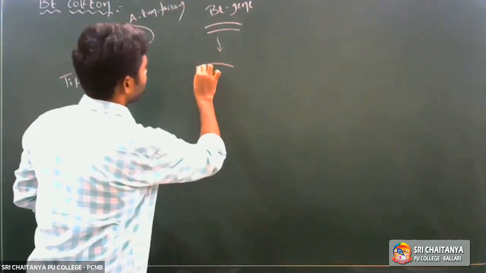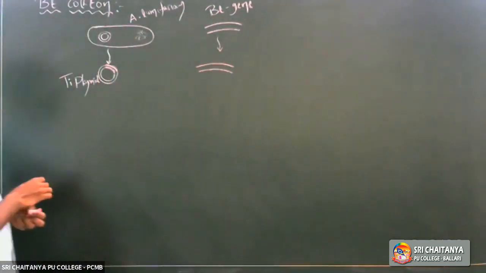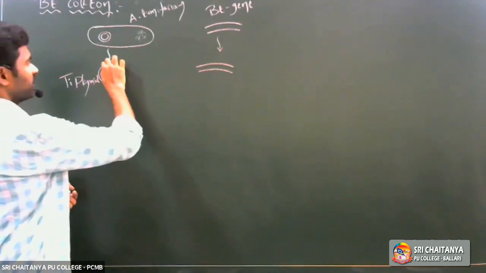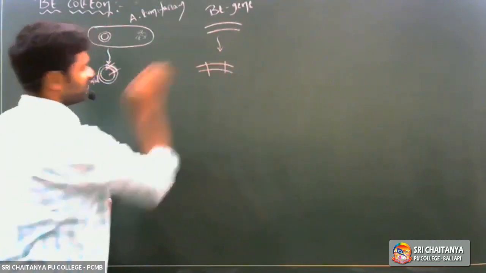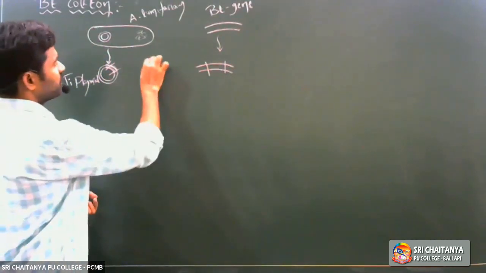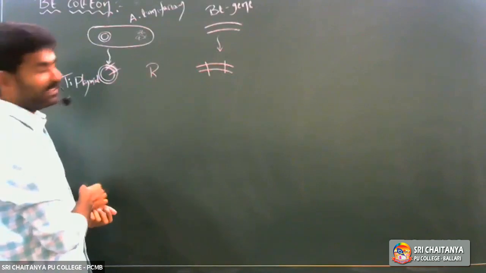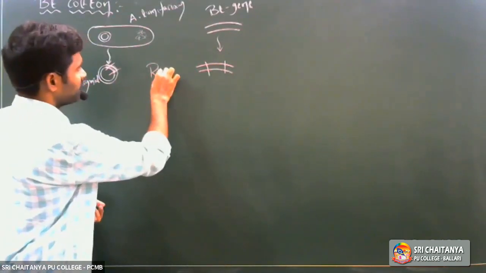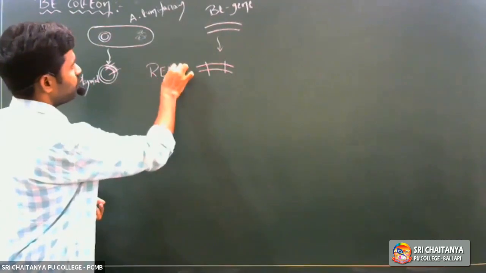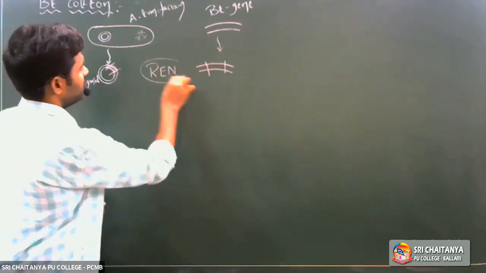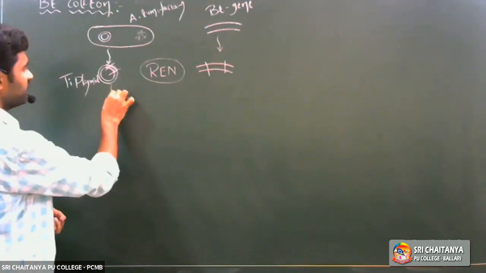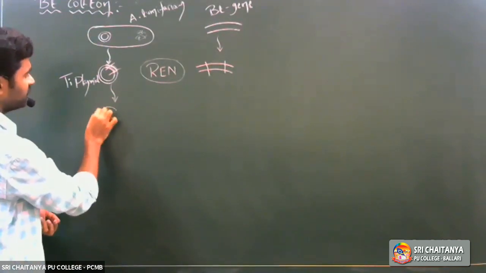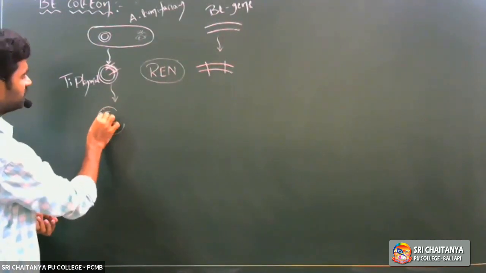Both the bacterial genetic material, the Bt genes, and the Ti plasmid genetic material are treated with the same type of restriction endonuclease enzyme. See what will happen? It results in the formation of the same type of sticky ends.